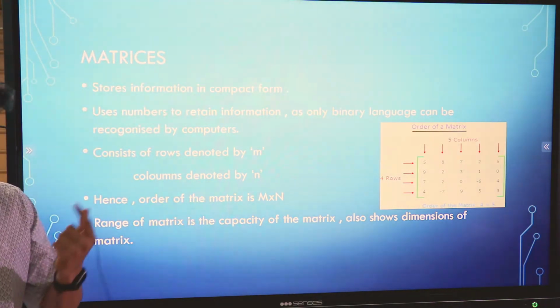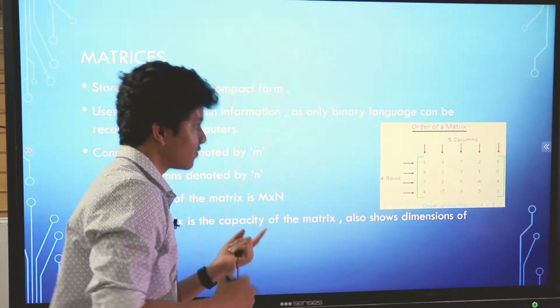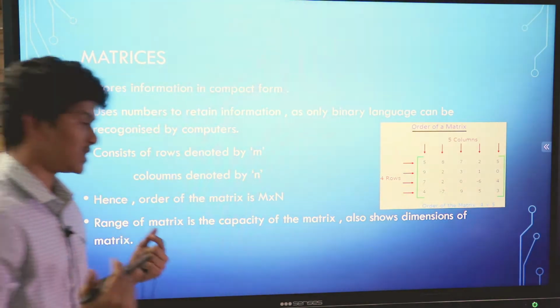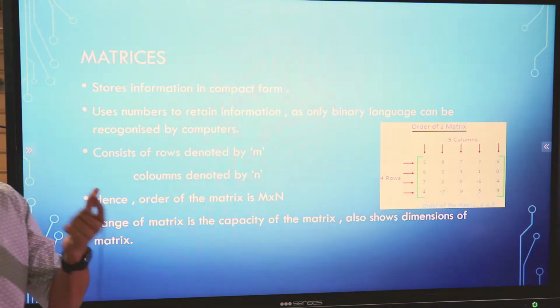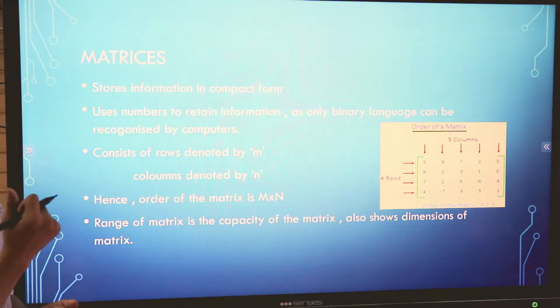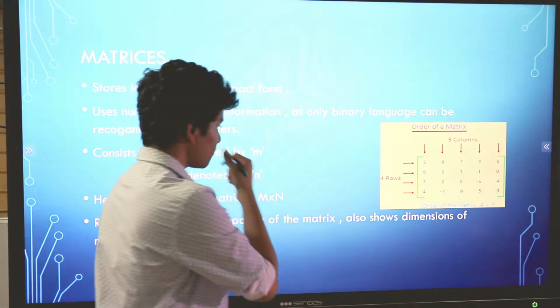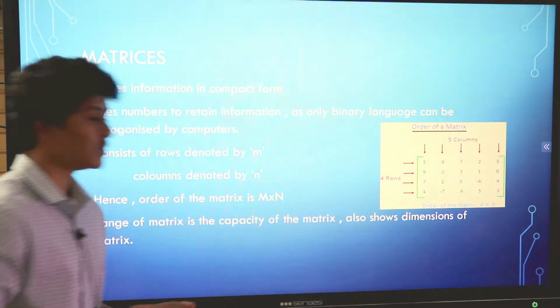Range. Now order and range are two different things. Order can be different, 4 into 5, 3 into 4, 5 into 6, but the range is always equal. It should be equal. It shows the capacity, how much the determinant can handle, can hold, that is the capacity. And also it can show dimensions.